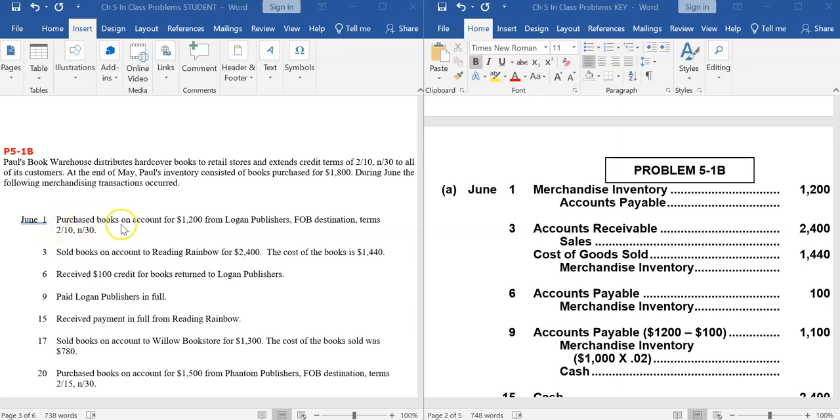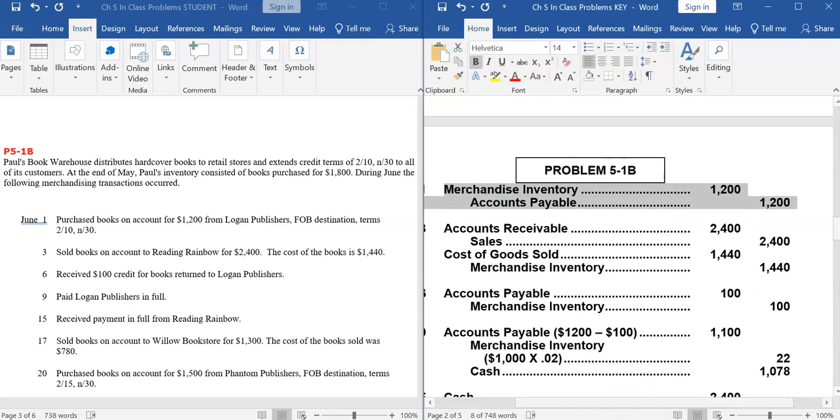So Paul purchased books on account for $1,200 from Logan Publishers. The terms are FOB destination, which means ownership of this inventory will transfer once it arrives at its destination. The terms are 2/10 net 30. Let's record that purchase.